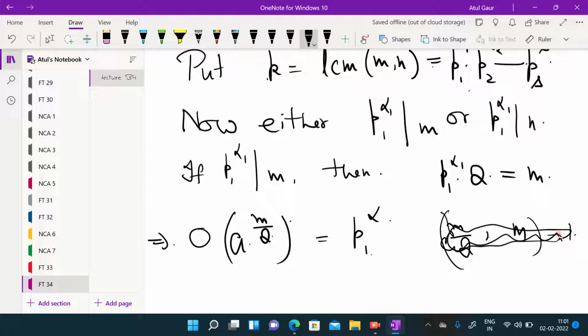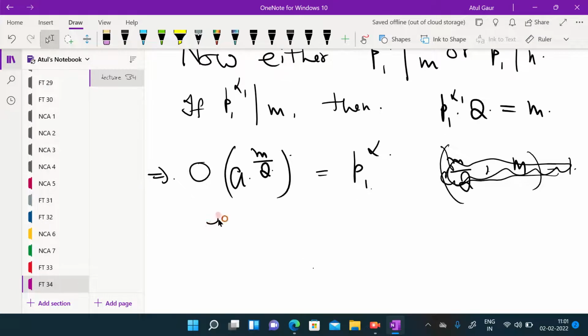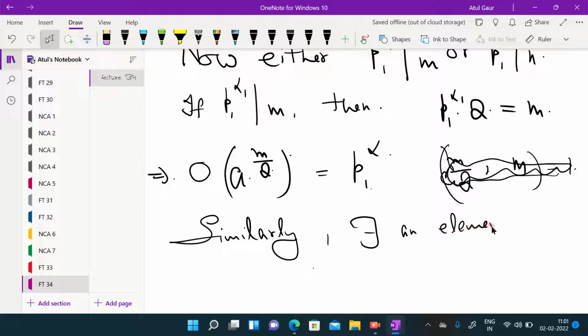Okay. So by exactly the same logic, similarly, you will have an element of order p_i^alpha_i for all i, right? So now you have an element of order p1^alpha1, you have an element of order p2^alpha2, both are relatively prime, so you have an element of order p1^alpha1 p2^alpha2, right, and so on.